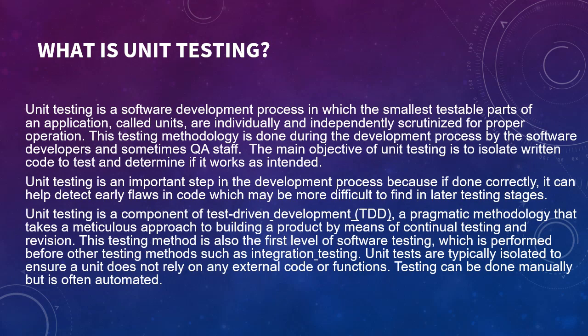The testing method is also the first level of software testing, which is performed before other testing methods, such as integration testing. Unit tests are typically isolated to ensure a unit does not rely on any external code or functions. Testing can be done manually, but it's often automated.